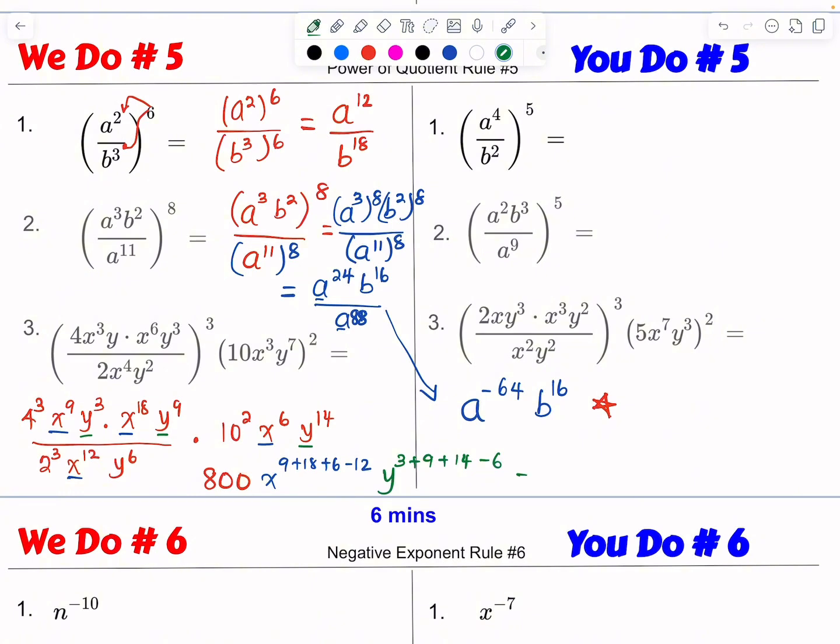And then once I notice that, what should I do? Simplify all of them. So you simplify 800. And then x, what is 9 plus 18? That should give me 27. And what is 27?